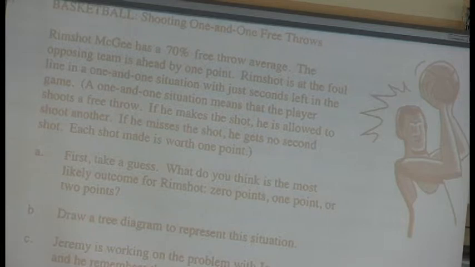Okay, first, on your paper, I want you to take a guess. What do you think is the most likely outcome? He's going to make 0 points, he's going to make 1 point, or he's going to make both of them. So right here on your paper, where it says guess, I want you to write whether you think he's going to make 0 points, 1 point, or 2 points? Go ahead. He's a 70% free throw shooter. Seconds left in the game. Is he going to miss? Is he going to make 1? Or is he going to make 2?